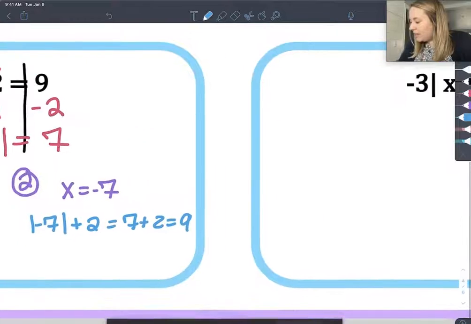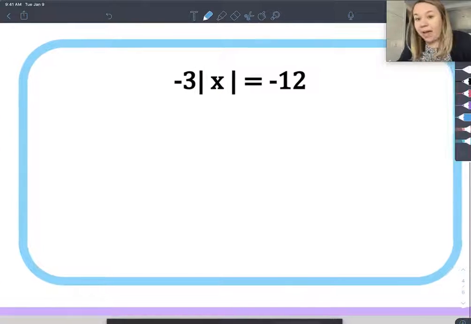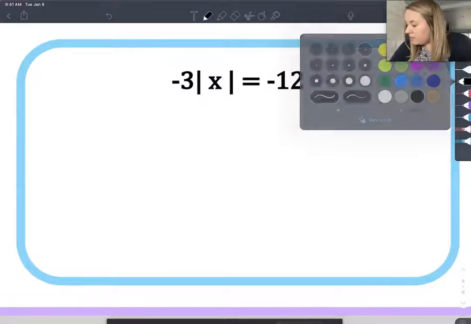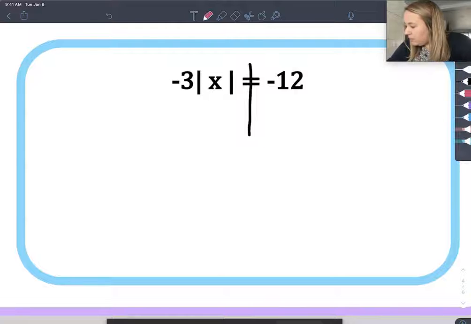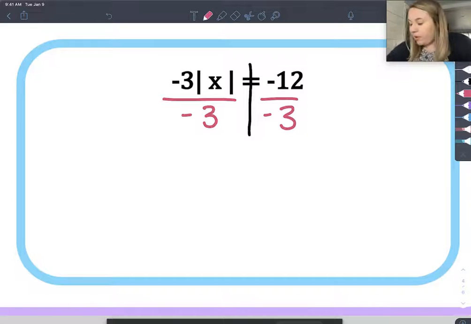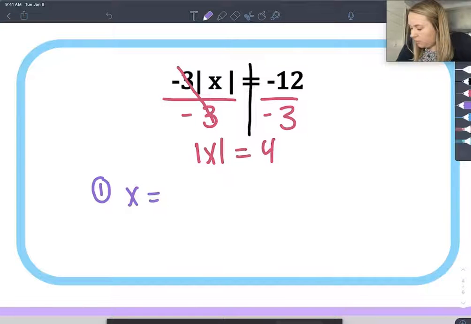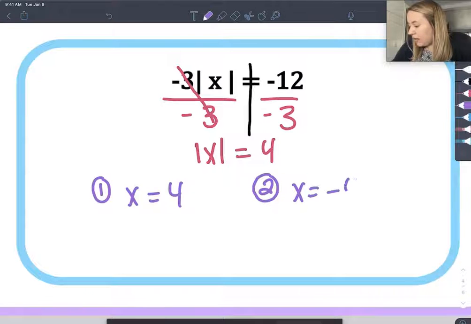Now let's look at the second example. Here, we are multiplying -3 by the absolute value of x. So to undo that, we need to divide by -3. When we divide by -3 on both sides, the -3's on the left cancel, the absolute value of x comes down, and then -12 divided by -3 gives us a positive 4. My first equation is going to be x is equal to 4. And then the second one is going to be x is equal to -4.